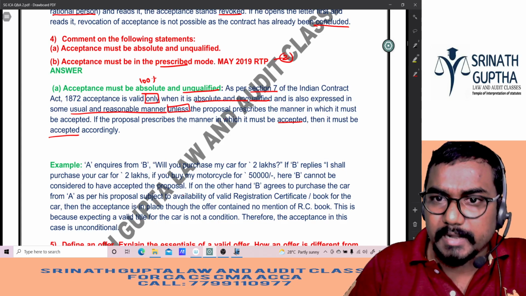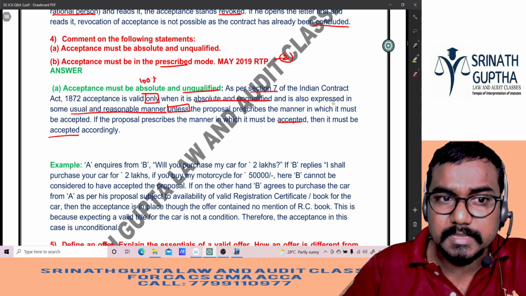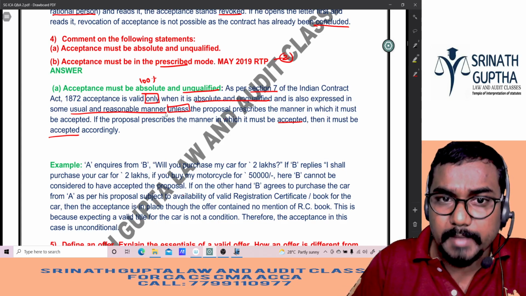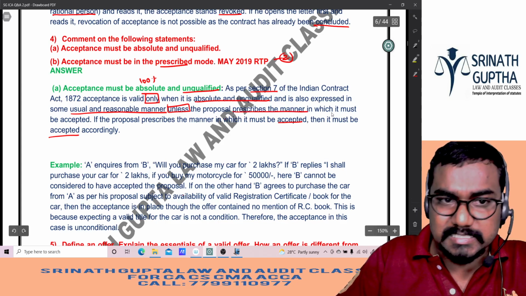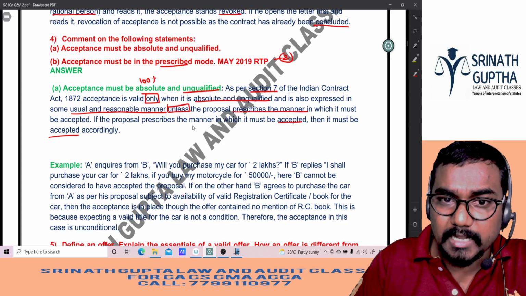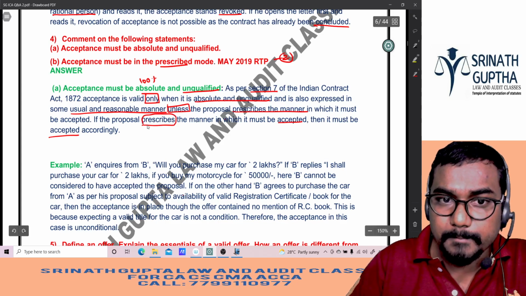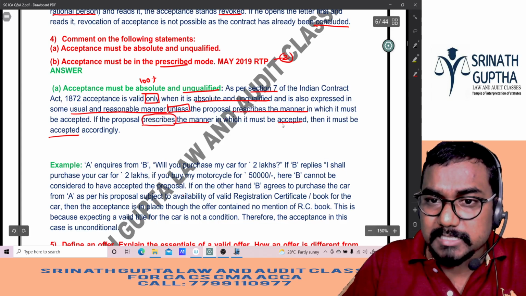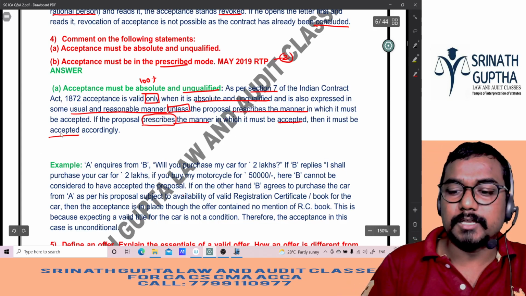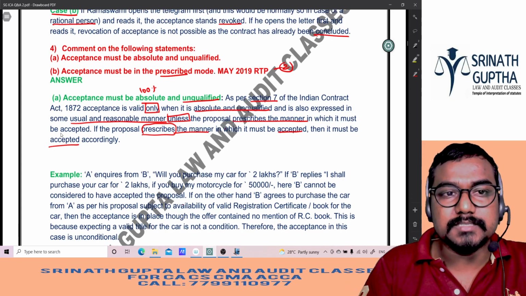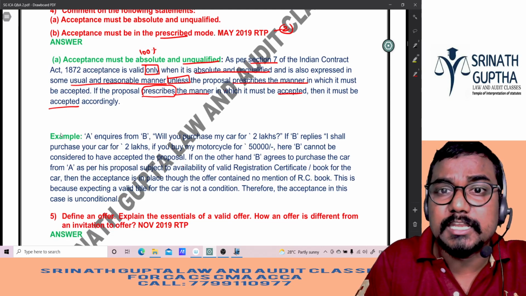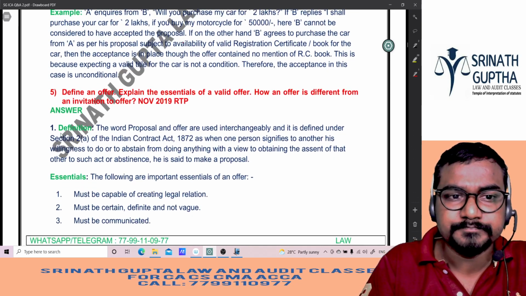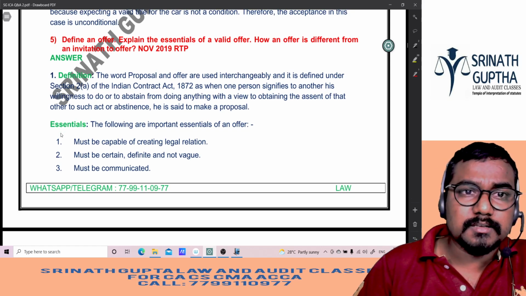So when it is absolute and unqualified, and it is also expressed in some usual and reasonable manner, unless the proposer prescribes the manner in which it must be accepted. If the proposer prescribes the manner of acceptance, it must be accepted only in that specified manner. So he gave a small example also here. This question was asked in 2019 May RTP, sir. Clear na beta? Next question.